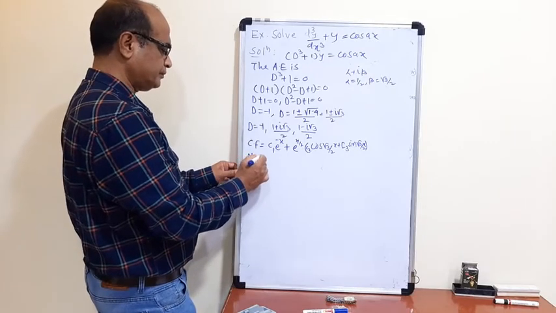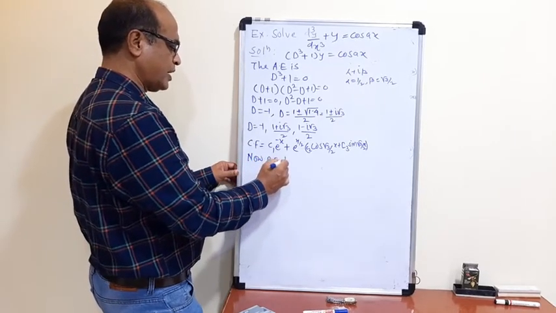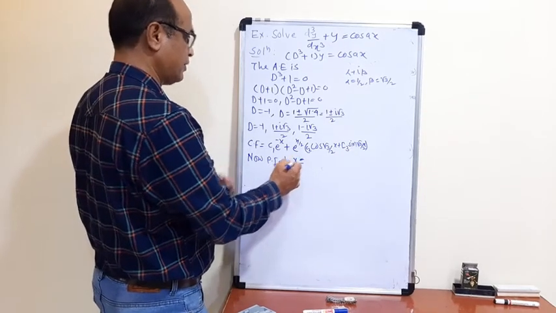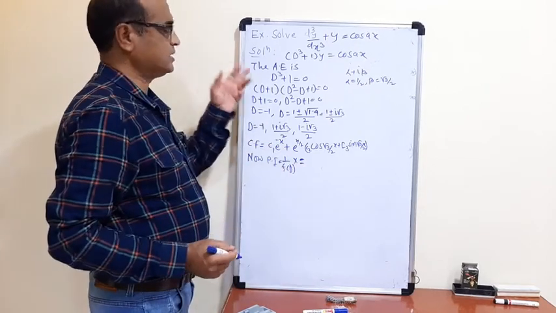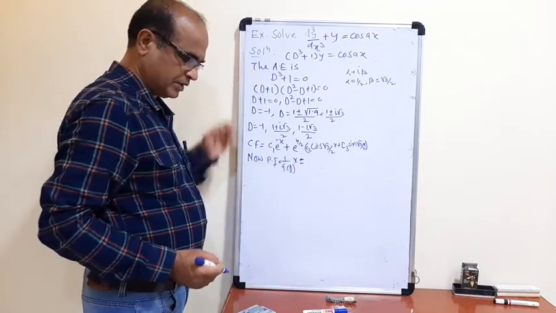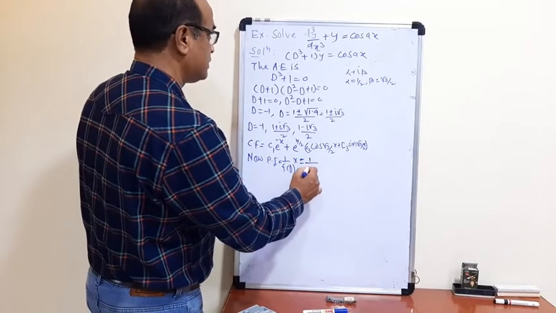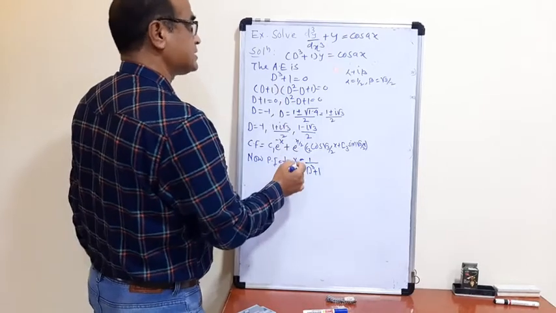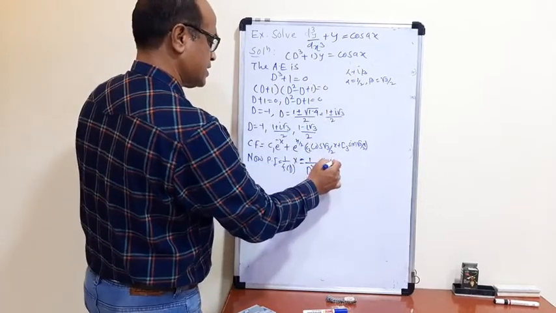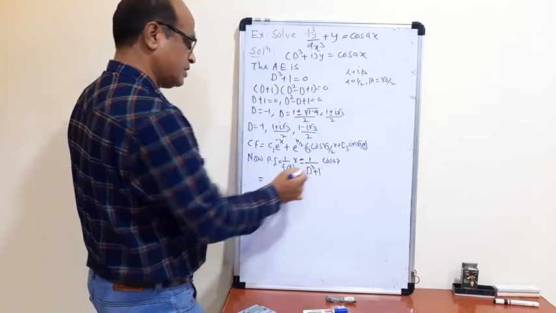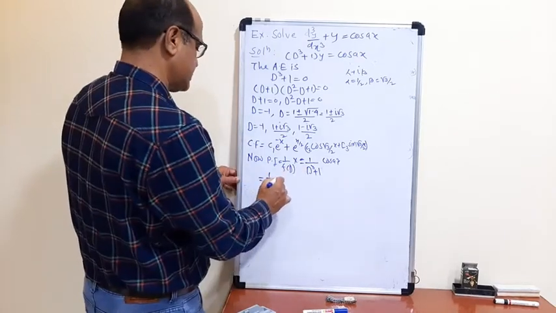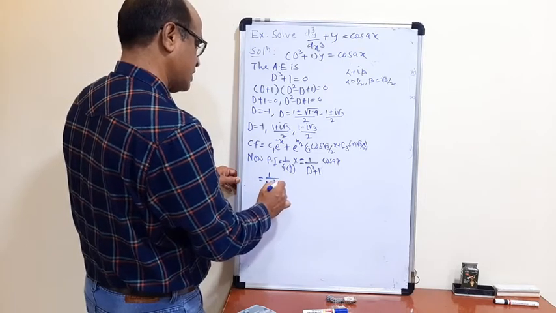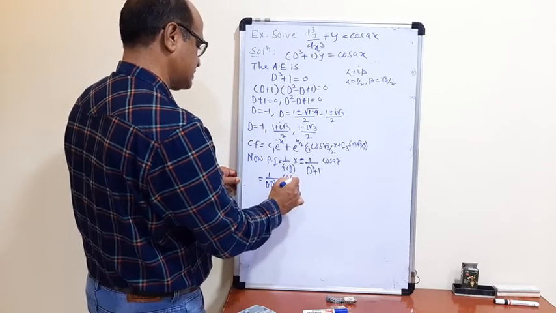The particular integral PI is 1 upon f of d times X. F of d is d cube plus 1, so 1 upon d cube plus 1, and X is cos ax. What is d cube? This can be written as d into d square, so 1 upon d into d square plus 1 cos ax.